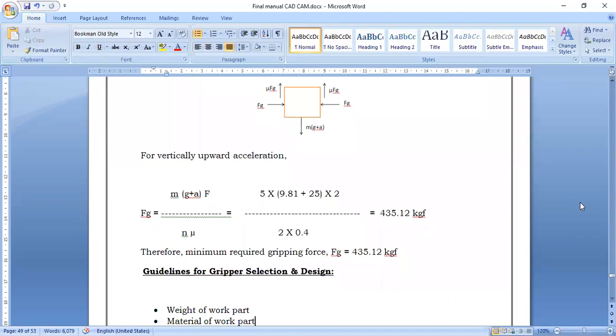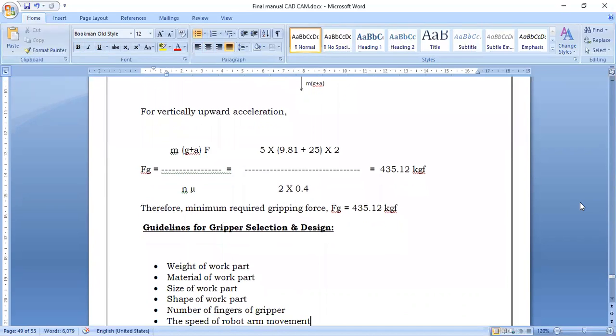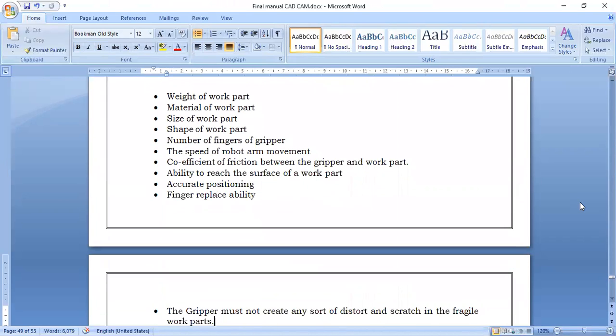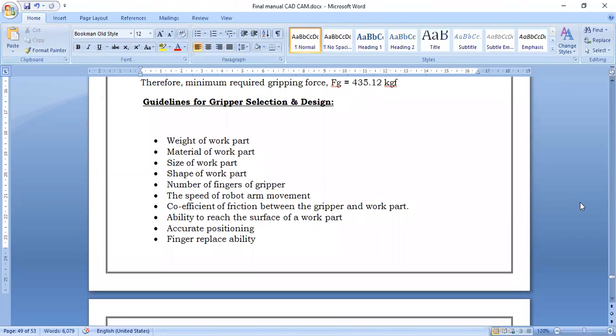Today we will discuss the guidelines for selection and design of a gripper. These are the aspects which are important for gripper design. Weight of the workpiece plays an important role in gripper design. Weight affects the gripper force, the gripping force.